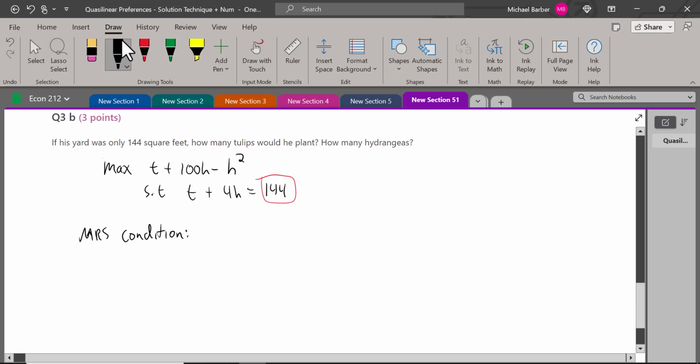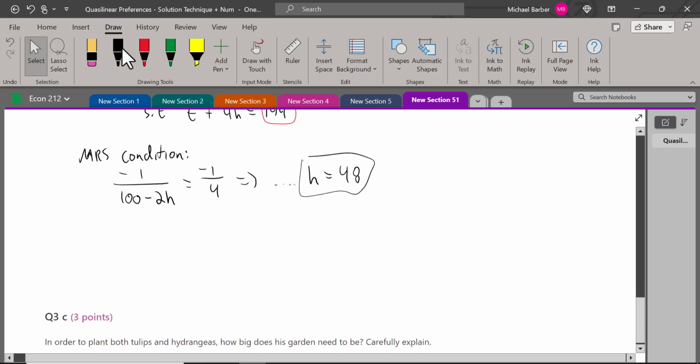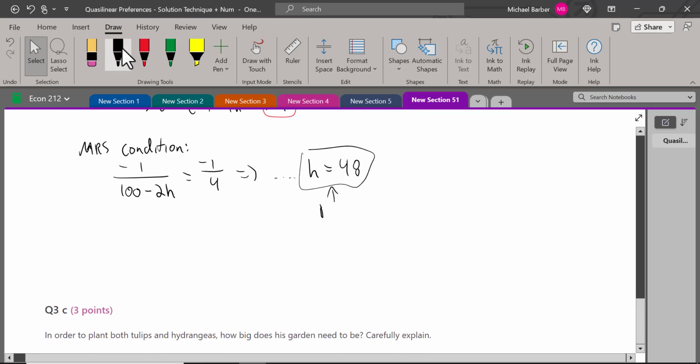So the MRS condition is 1 over 100 minus 2h equals 1 over 4. I guess there are negative signs on both, but they're going to go away. If we do this, we're going to get h star, I'm going to say h because we're going to have to go back and correct this, but h equals 48 is what we get. Now we can do exactly what we did before when we plug this into our budget.